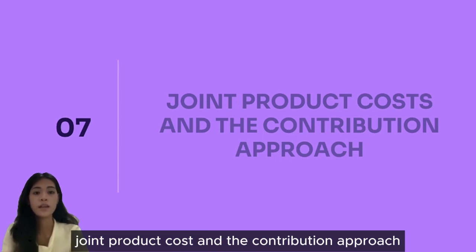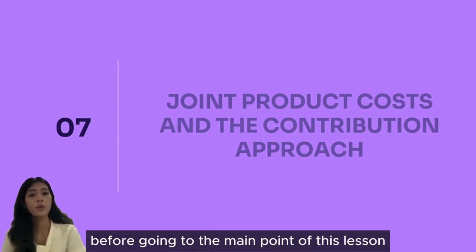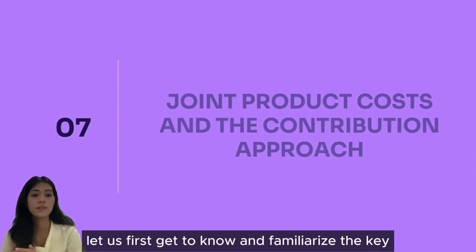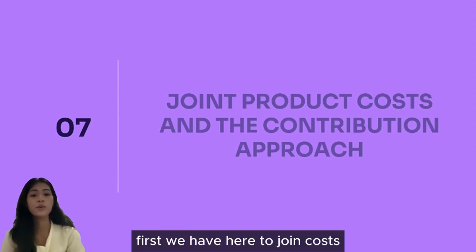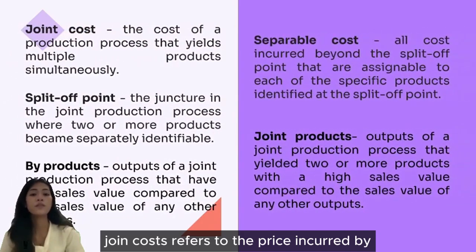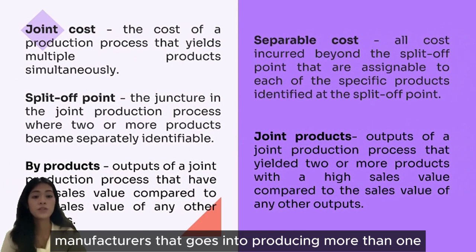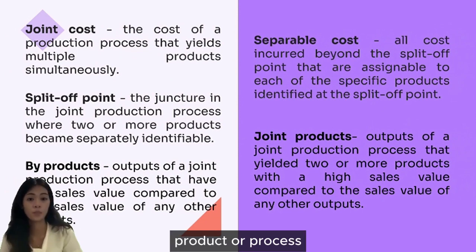Joint product cost and the contribution approach. Before going to the main point of this lesson, let us first get to know and familiarize the key terms that will be used throughout the discussion. First, we have here the joint cost. Joint cost refers to the price incurred by manufacturers that goes into producing more than one product or process.